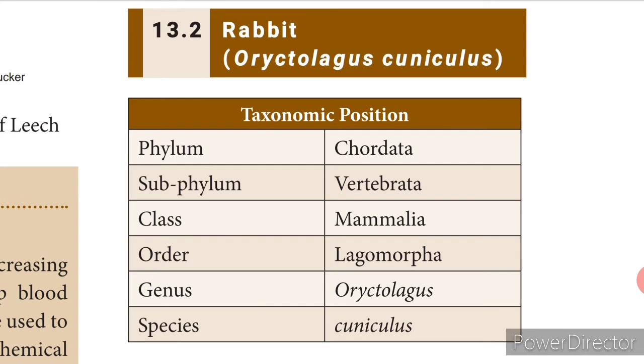Now if you see the coelom, the body cavity, it is a true coelomate, and the body is divided into thoracic cavity and abdominal cavity. There is a diaphragm, that is, a partition. The diaphragm is present between these two, and the breathing movement is brought about by the movement of this diaphragm. The lungs and the heart lie in the thoracic cavity, while the abdominal cavity consists of the digestive and the excretory system.